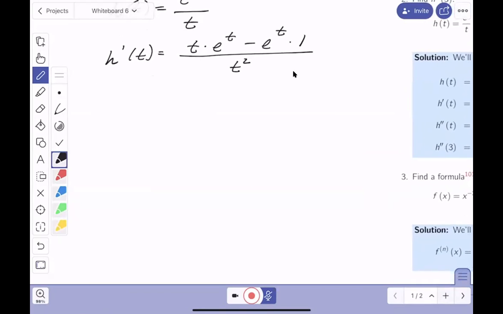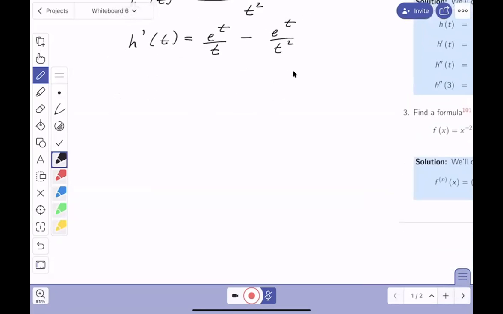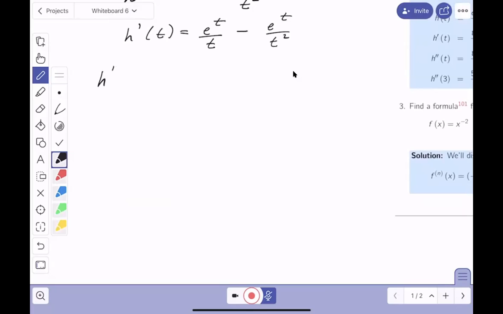Well, you know what I'm going to do? I'm going to simplify it. And what would you get over there? You get e to the t over t minus e to the t over t squared. I'm going to take its derivative now, the second derivative. It's work though, I know that. And the problem with work is mistakes are really easy to come by. This is why you need to practice before you get to exams.